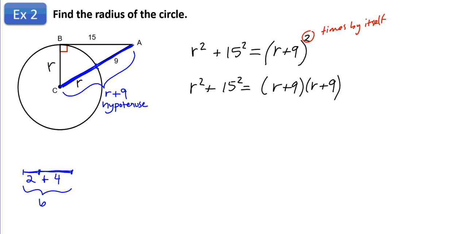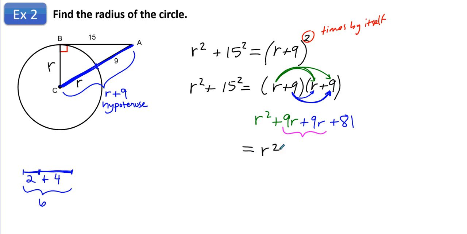Well, this is a binomial multiplied by another binomial. Remember, we have to do a lot of distributing to multiply these two together. So we first multiply the r by both r and the 9. That's r squared plus 9r. And then we have to multiply both of them by 9. 9 times r is 9r, and 9 times 9 is 81. Remember, when we're multiplying binomials, we often have two terms that can be added together. Not every time. We're not guaranteed to have two terms that can combine, but most often we do. So this is r squared plus 18r plus 81. Now, on the other side of the equation, if I evaluate that 15 squared, I have r squared plus 225.